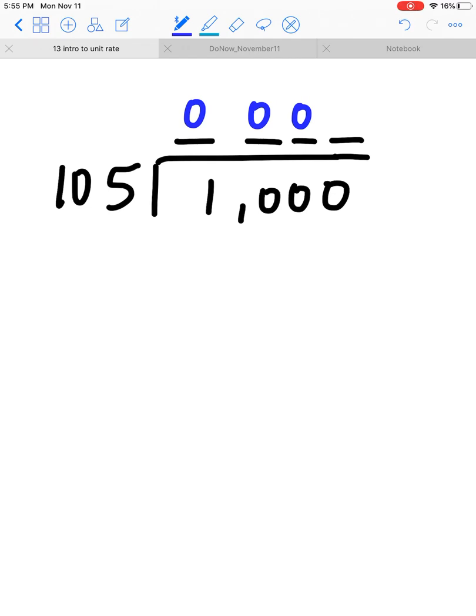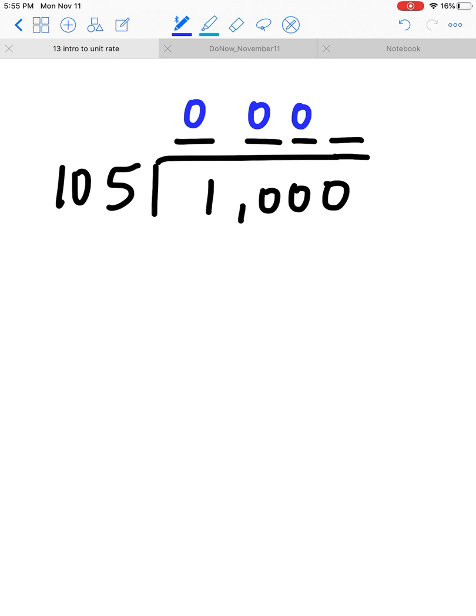So this is the part that some of us might have a hard time with. What I like to do when I'm trying to divide is I like to always think about a number that's closer to 105, in this case, which for me is 100. Well, I know that 100 times 10 is 1,000.